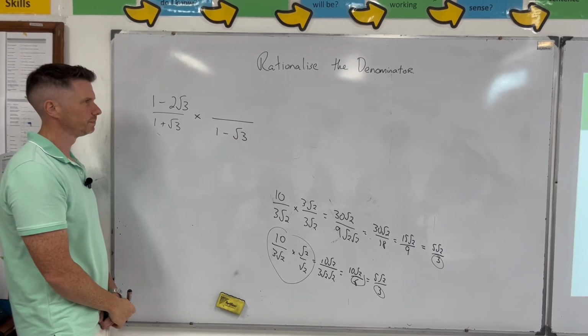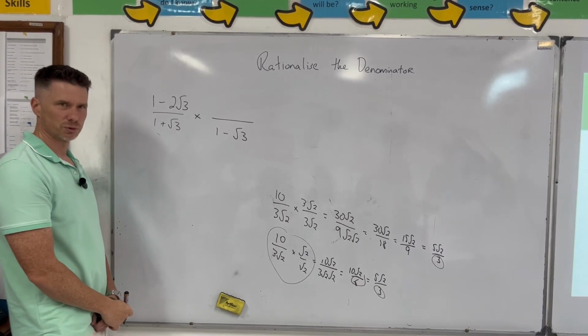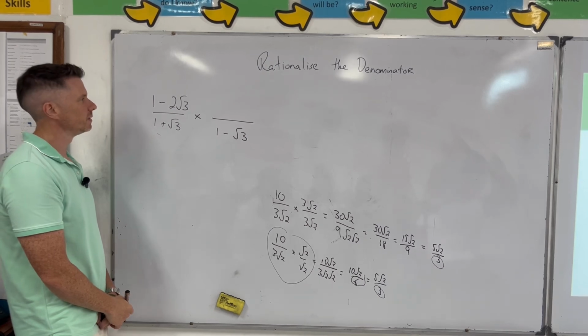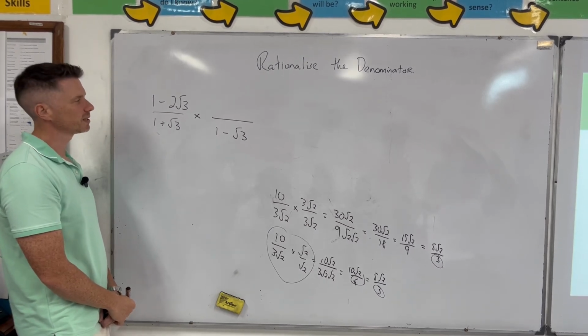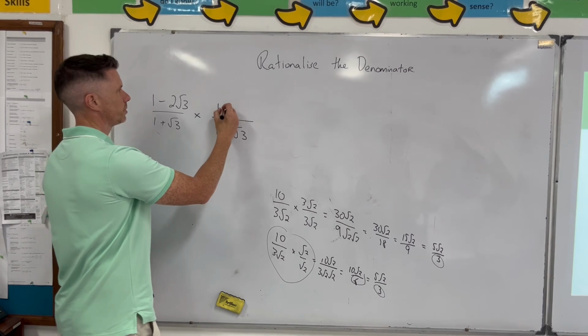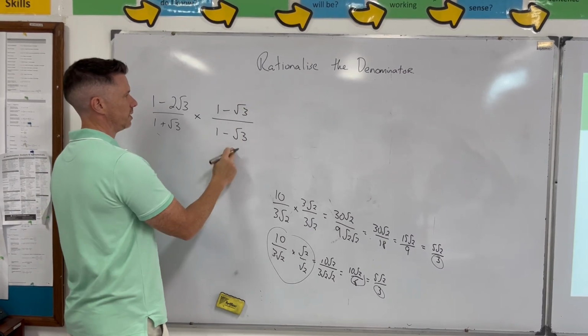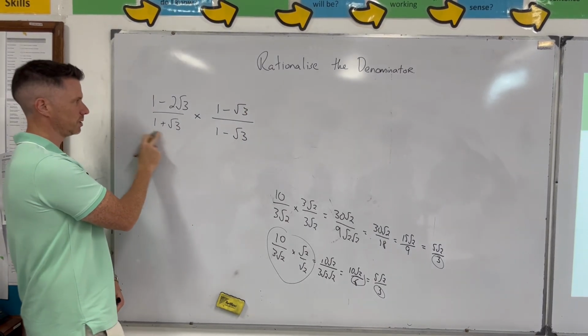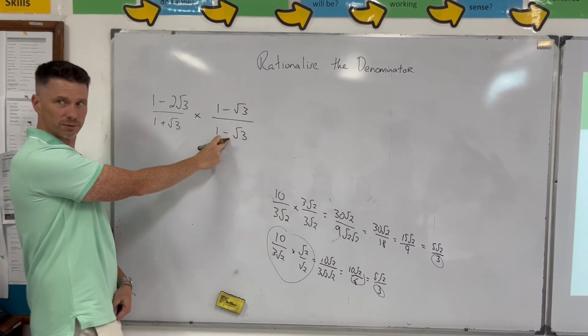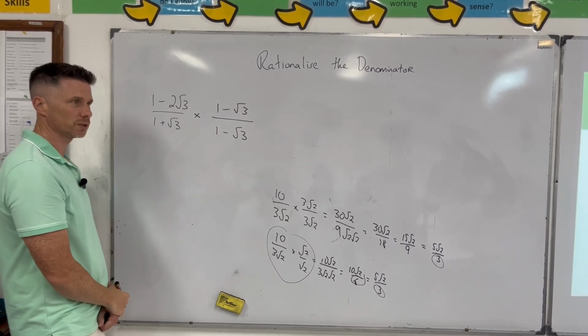How does this work? Well, this is like the difference of 2 squares. You lose the middle term. Let's see how it works. I'm going to multiply the top and bottom by the conjugate of the bottom. Now, the conjugate means opposite sign for the second term. Opposite sign, that's what conjugate means.